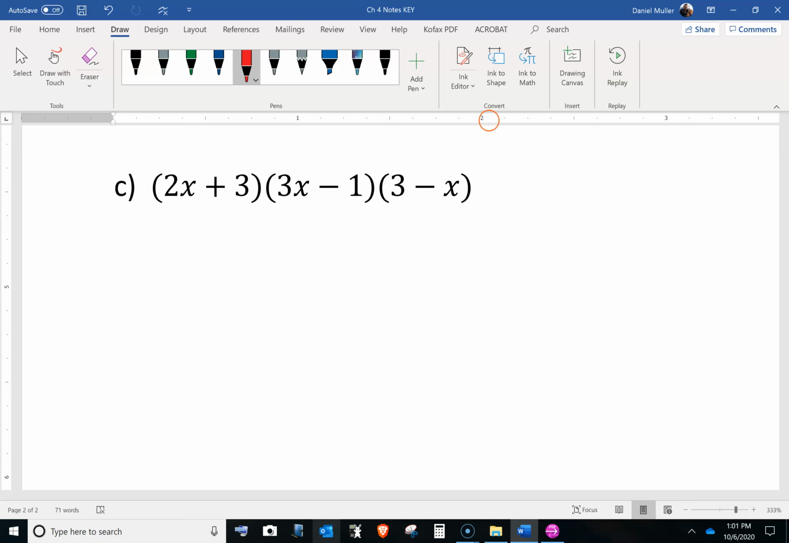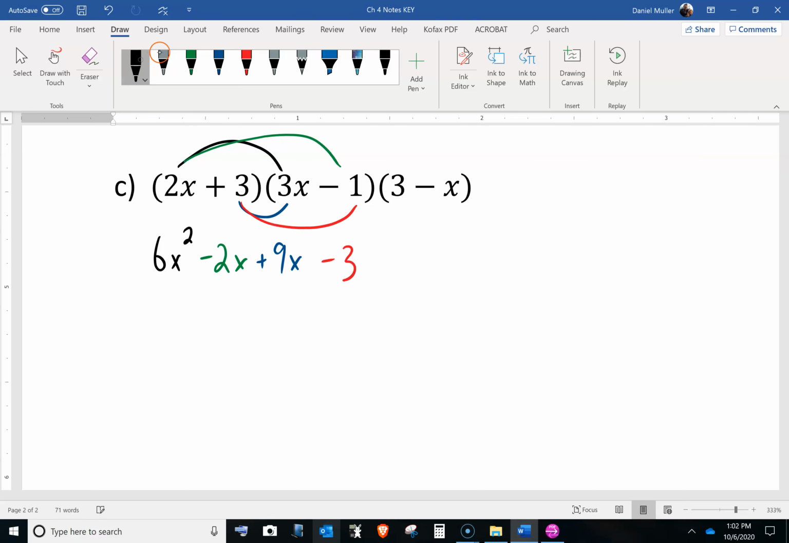So let's do 2x times 3x, which is going to be 6, and then there's 2 x's, an x squared. And then 2x times negative 1, which is going to be a negative 2x. Then there's 3x times 3, which is a total of 9x. And 3 times negative 1 is negative 3. So that's me multiplying the first binomial times the second binomial. And then, of course, we have to still do the 3 minus x.